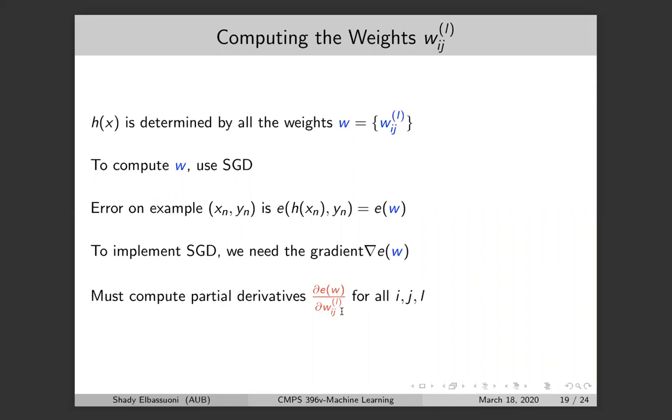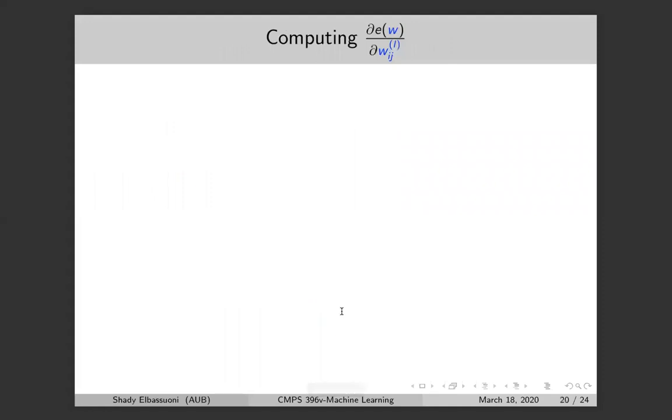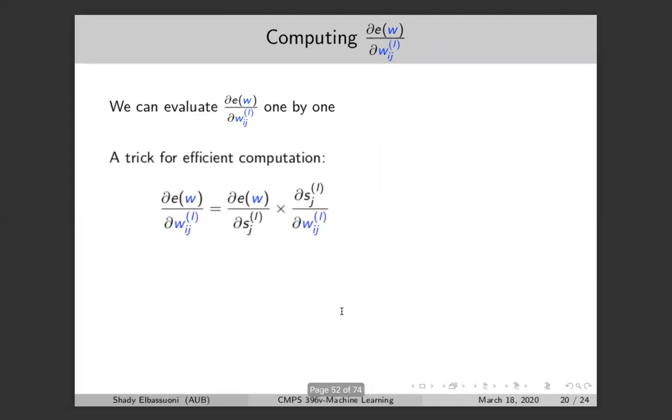Okay, so let's see how do I compute the partial derivative of the error with respect to a particular weight Wij of L. So we evaluate one by one. Yeah, so we're not going to update the weights in vector form. We're going to update them one by one, or at least our derivation is going to be based on one weight at a time. So we're going to do what? We're going to apply the chain rule.